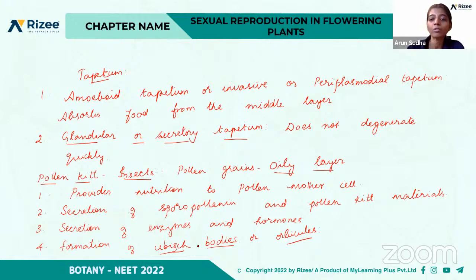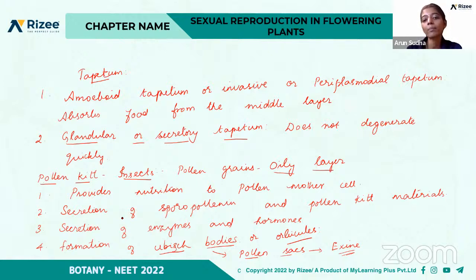The role of these Ubisch bodies is that when the tapetum degenerates, right, these Ubisch bodies are released into the pollen sacs, and they are involved in the formation of the exine layer. So what is the exine layer? It is the outermost layer of the pollen grain, right? So these Ubisch bodies are involved in the formation of the exine layer.